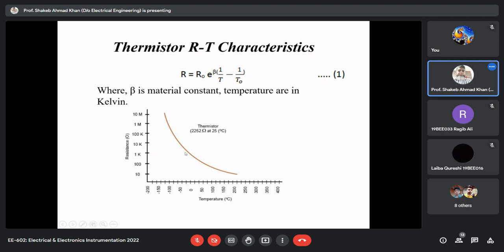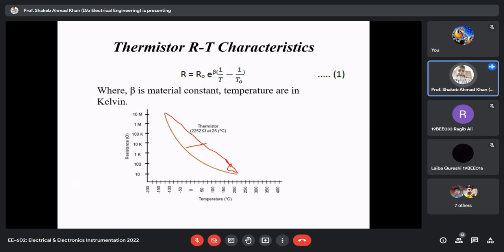Its unit is Kelvin, and you can see the RT relationship, the graphical form of this equation, is this. You can see it is highly nonlinear, and if you are approximating it with a linear characteristic, a straight line, then the nonlinearity deviation error will be very high.